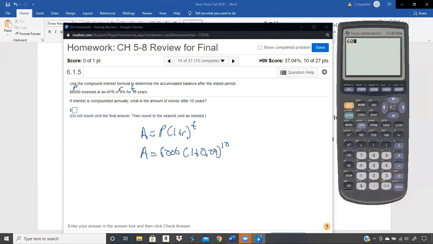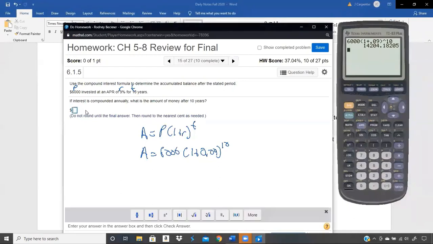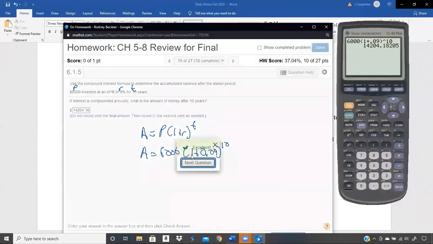So 6,000 times 1 plus 0.09, close it, raise it to the 10th power. And we get 14,000 and some change dollars. 14,204, we're rounding to the nearest cent. So 14,204.18. We got it right. If you can read through that, excellent. Check mark, yes.